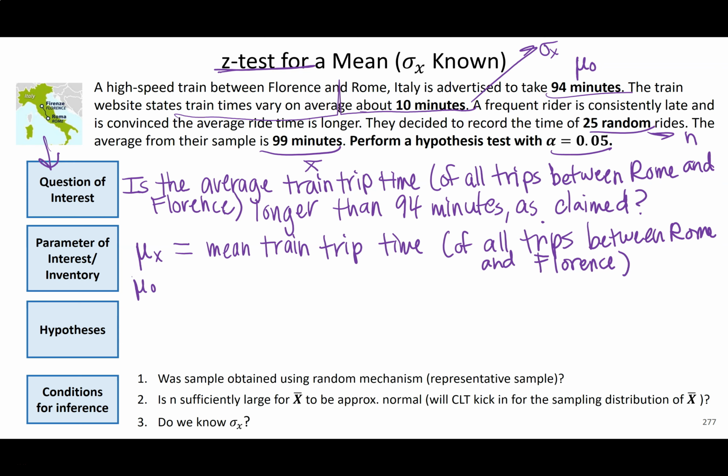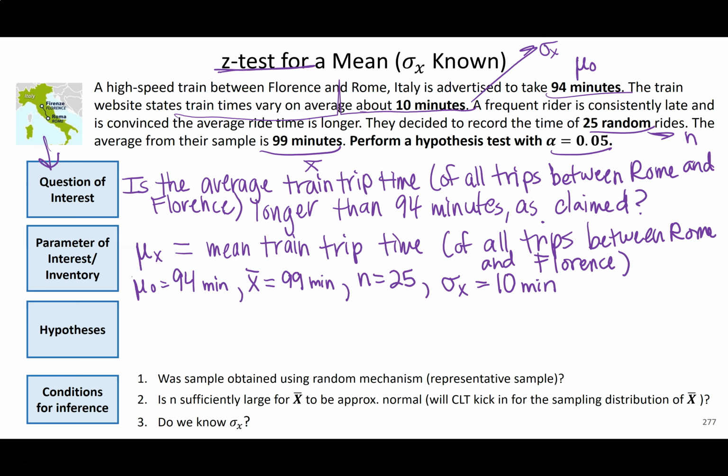So the claimed value is 94 minutes. The mean from the sample of 25 was 99 minutes. My sample size was 25. I know my sigma is 10 minutes. Okay, that's the key step right there.